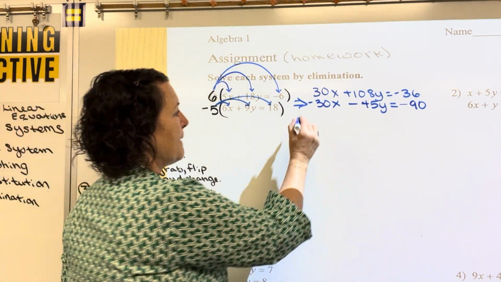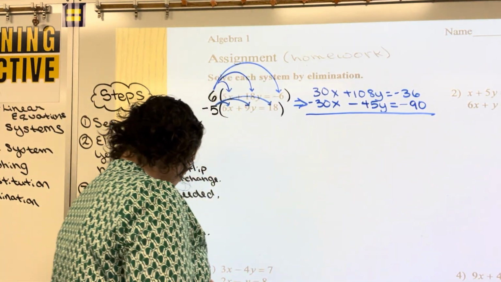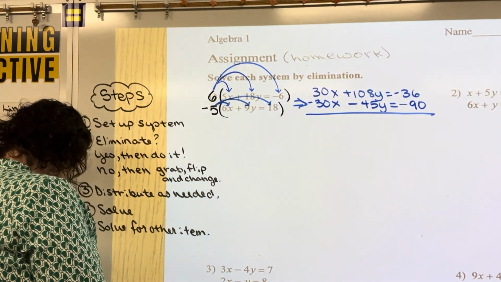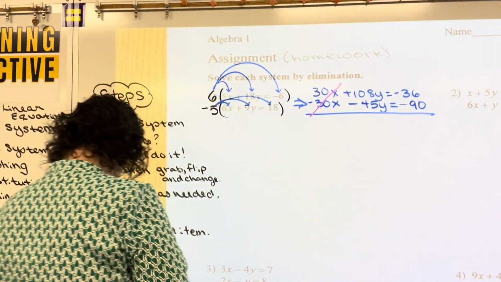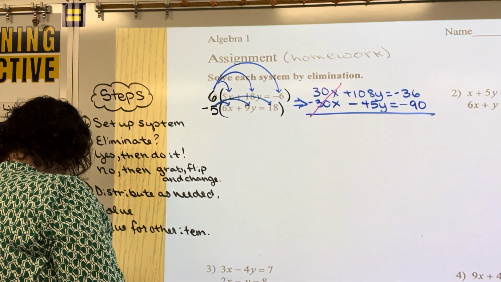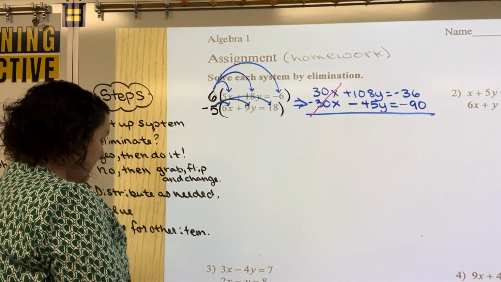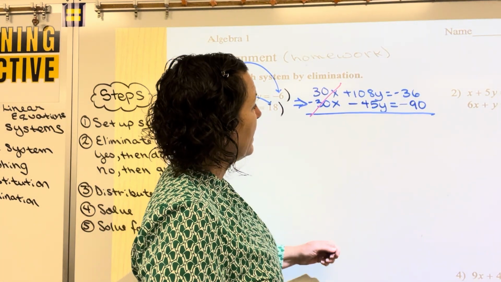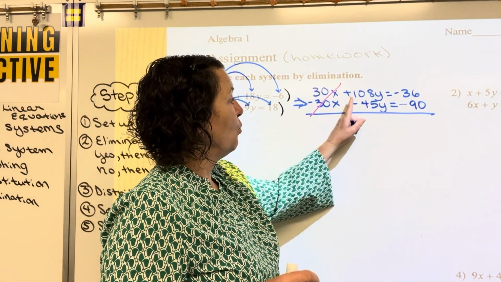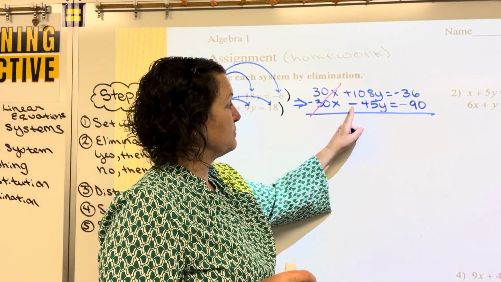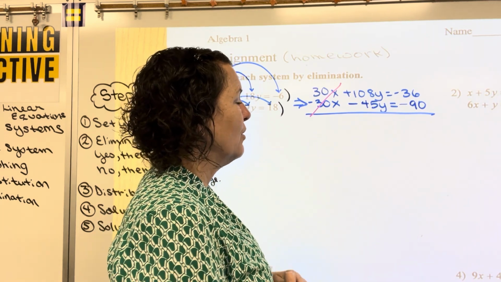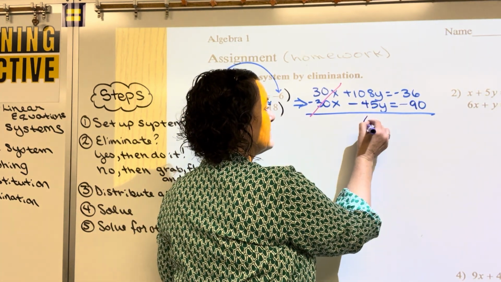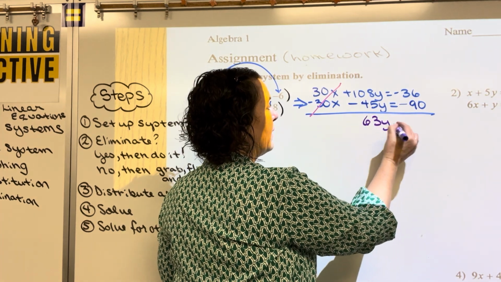Now let's check out what we got. We're going to be looking for something that cancels. We got it right here. Bye-bye, x's. If you have 30 of something and you lose 30 of that something, it's gone. Now we have, you can use your calculator here, 108 subtract 45. That's going to give us 63y.